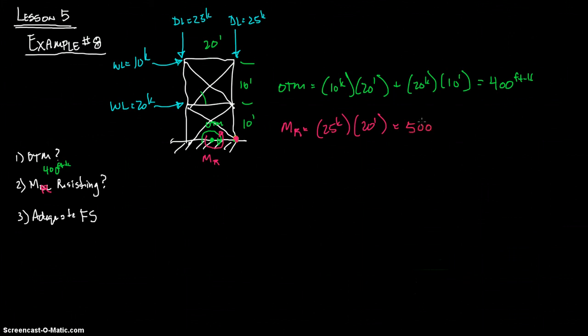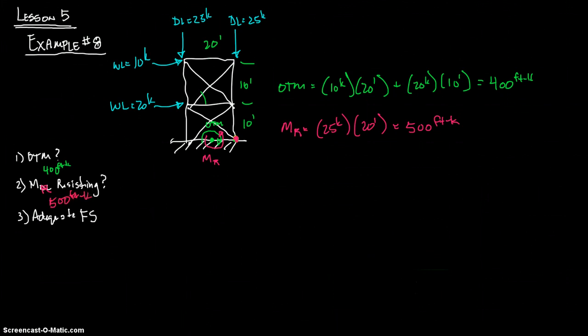And if you don't trust me, get out your calculator and figure it out. 500 foot kips. This math is pretty easy. So that's your resisting moment. It is resisting the overturning. I think that's pretty self-explanatory, and I'll stop right there. So I'll say 500 foot kips.